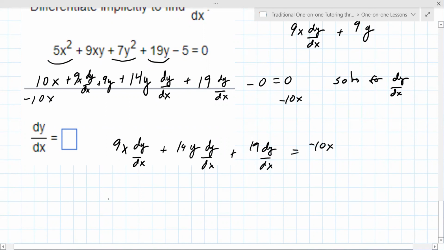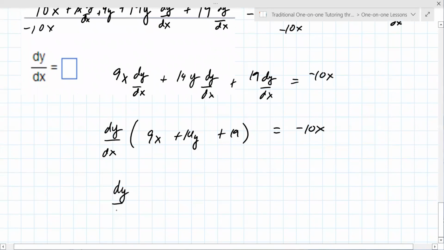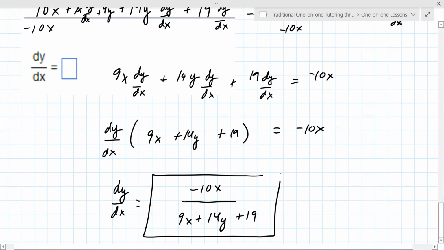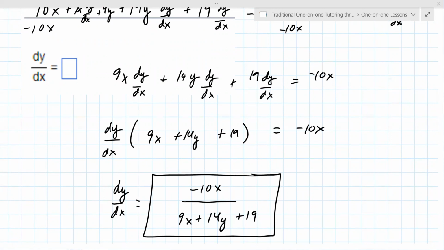And then you factor out the dy/dx that's in every one of these. So it's 9x plus 14y plus 19. And then you divide that to the other side of the equation. So dy/dx equals minus 10x over 9x plus 14y plus 19. And that is your implicit derivative. Now let me check that because it's very easy to make a sign error in these, and I don't really want us to have to redo any of these problems today.